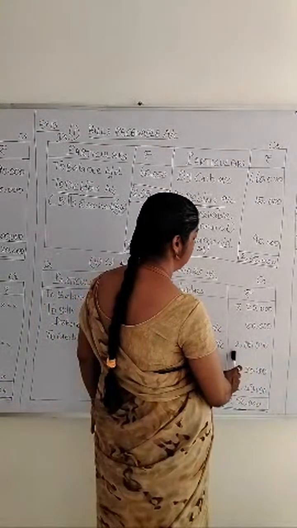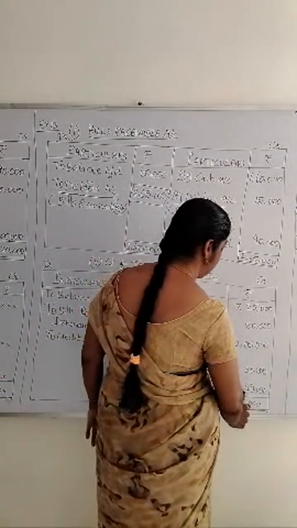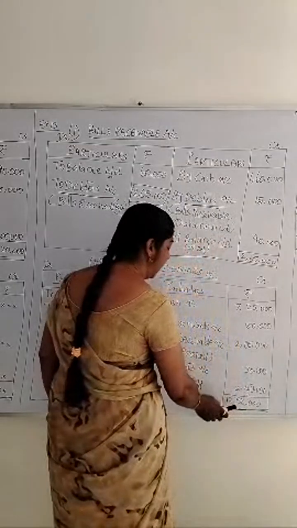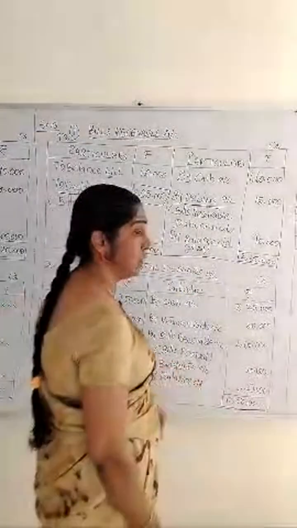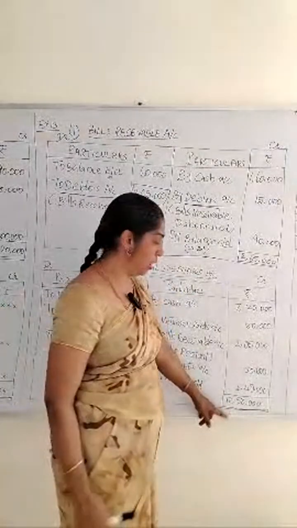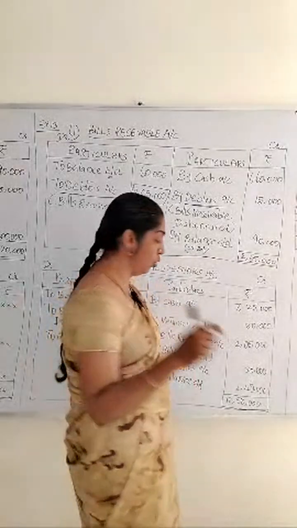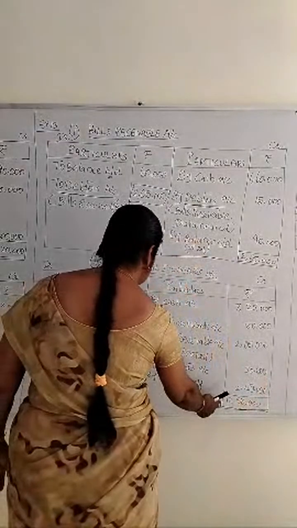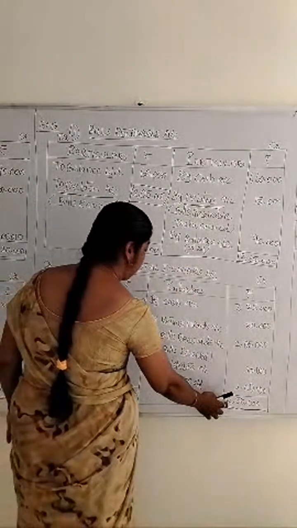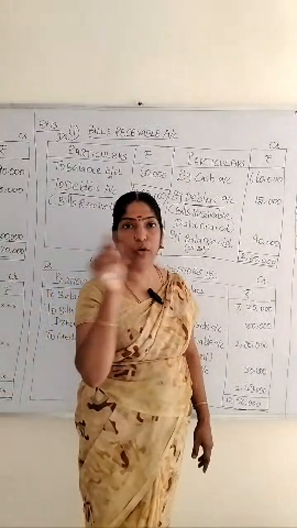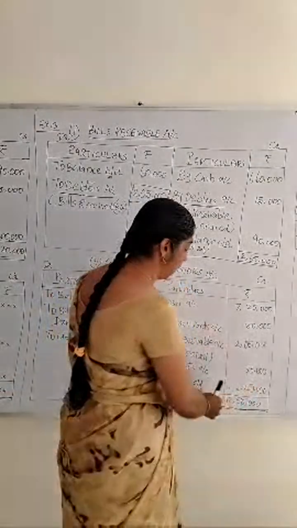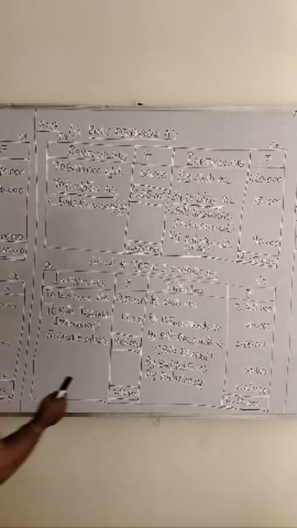7,25,000 plus 50,000 plus 2,05,000 plus 30,000 plus 2,40,000. You will get 12,50,000 rupees. So, 12,50,000 rupees is what? This is the total. We always enter the total on both sides, debit side and credit side. The same value you are going to enter on the debit side. After entering the total, you are going to draw a double line. Okay. Double line denotes what? Double line denotes total. Okay. We draw the double line.